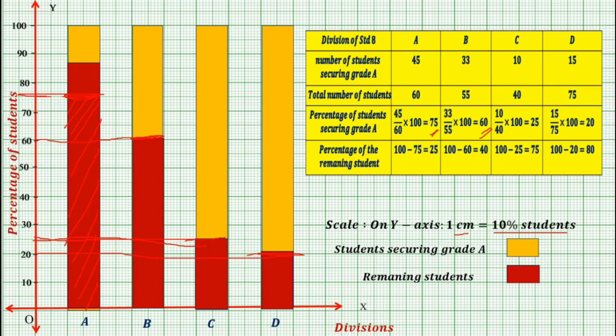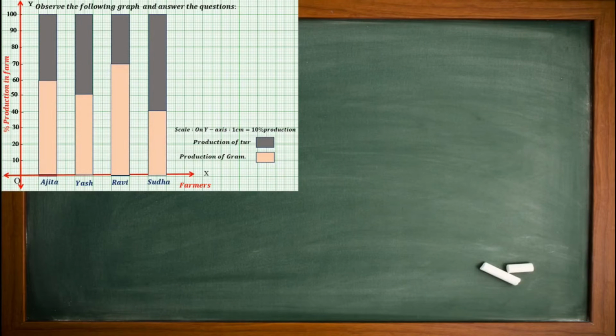So it is very easy, students. You can easily mark out the percentage. Okay, so hope, students, that you understand how to draw a bar graph. Okay, now we'll move to the next question, and that is on your screen.